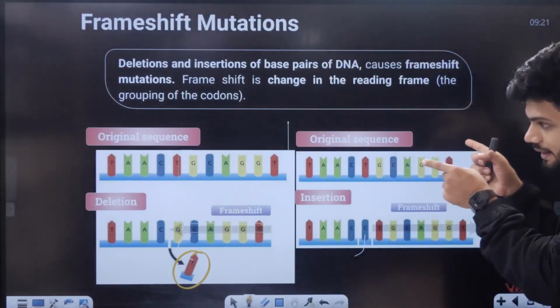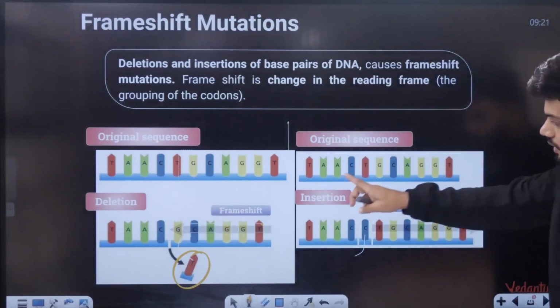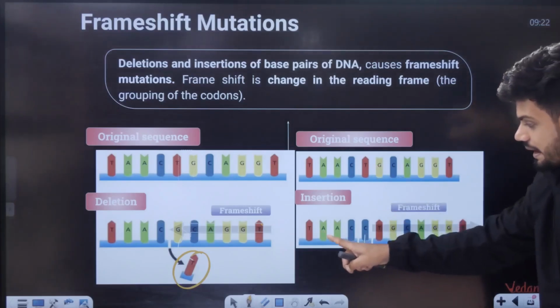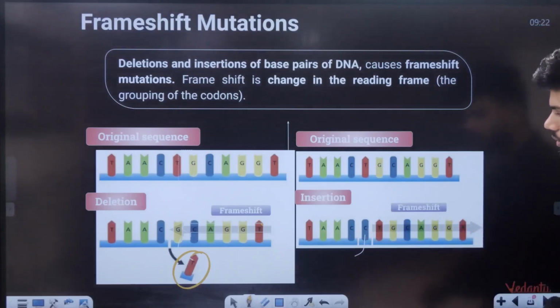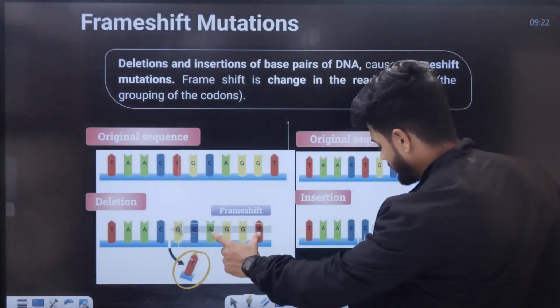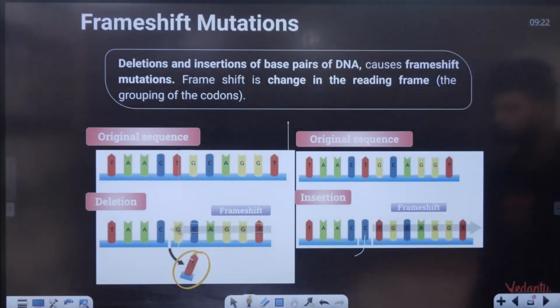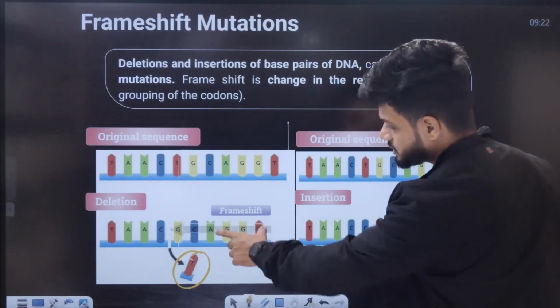Because this entire frame was moving, initially it was TAACT. Now it is becoming TAACC. Why? Because this entire frame is moving forward. That is called your frame shift mutation. Okay. Now, for example, this is moving this side.